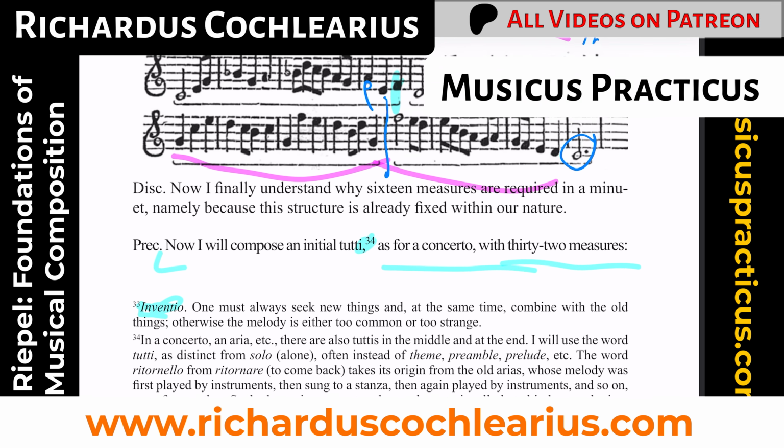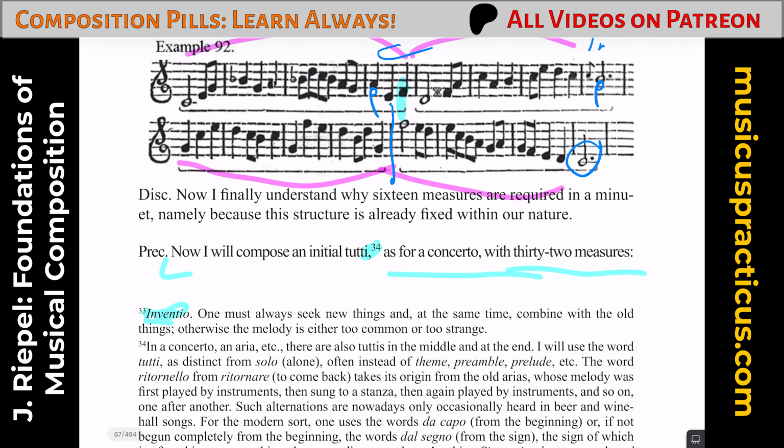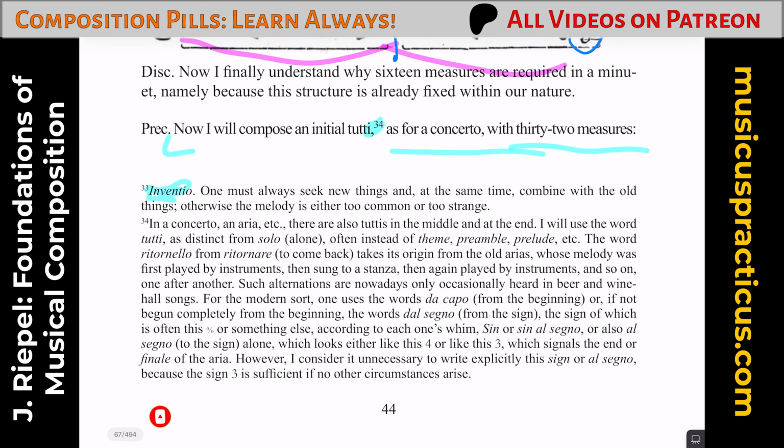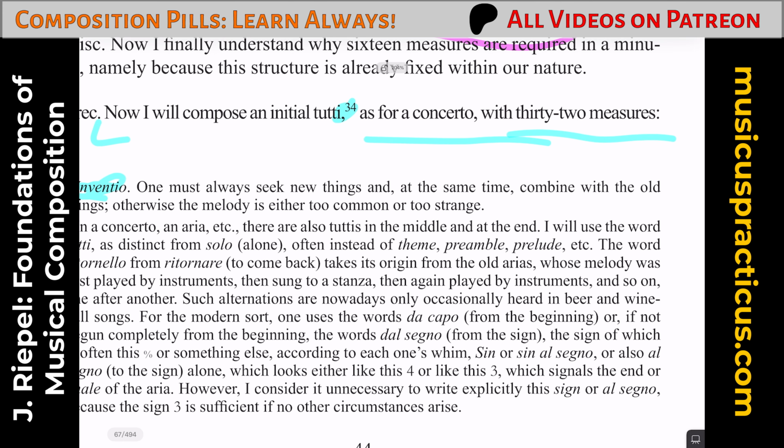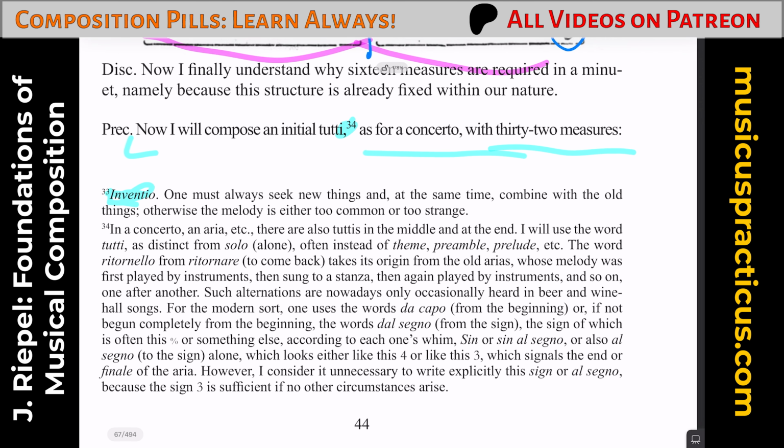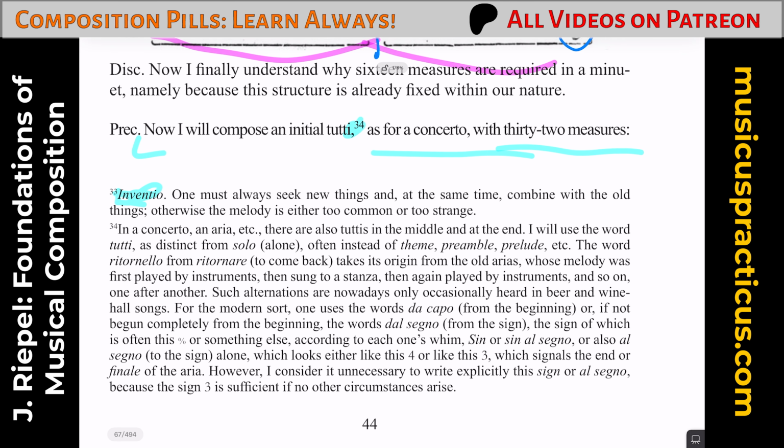Concerto! Hello musici, let's continue our journey with Riepel, and in this video, let's talk about the concerto, because now, as the preceptor says, now I will compose an initial tutti, as for a concerto with 32 measures. First of all, note, in a concerto, an aria, etc., there are also tuttis in the middle and at the end.